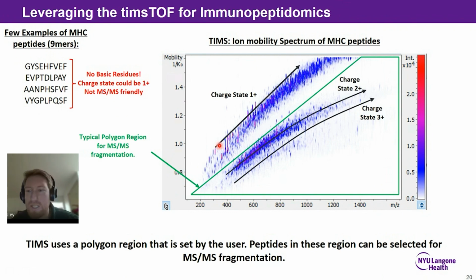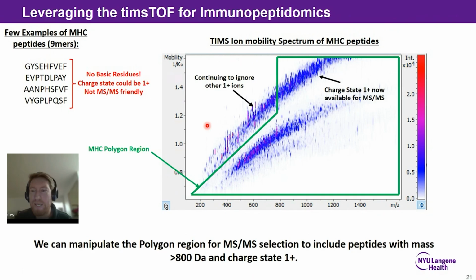But what's really nice with the TIMS is that since we can select based on mobility and m/z, we can change our polygon region so that we can select charge state 1 ions with a mass above a certain criteria. We don't want to fragment these ions down here because they're likely not peptides. They're likely just interference. So we could actually gain some identifications by trying to sequence these charge state 1 ions. It's still very difficult because you typically only get one ion series, but it is still possible, and this is how we are doing our immunopeptidomics at the moment. So this is really a nice way to do it.